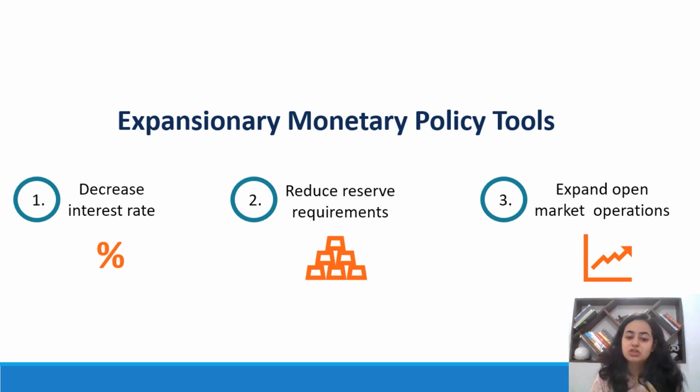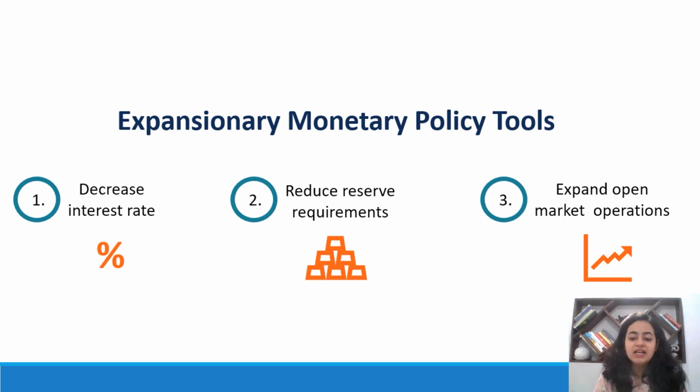Similarly, as we just discussed, reducing the reserve requirements. If CRR, which is cash reserve ratio, and SLR, which is statutory liquidity ratio, are low, then there are lesser constraints on the commercial banks to hold their funds, and they have more funds available to give out as loans to the people or customers wanting to invest, thus leading to greater investment and greater money supply.